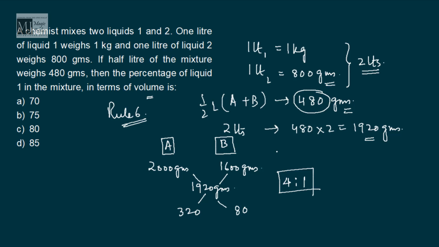How much is liquid A in the mixture? 4 by 5 as a proportion, that is 80%. Option C fits in.